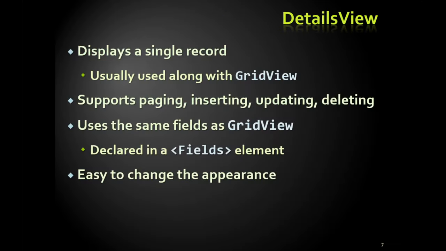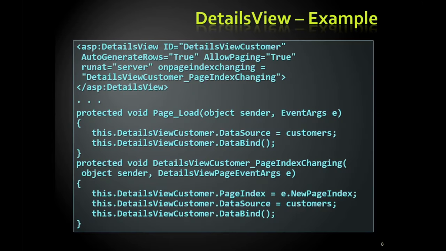Okay, fine. Then we discuss the details view. As I said, it is used to display a single record, and usually we use it along with the grid view. We also have the insert, update, delete options in that. So a single record we can update, we can delete, we can change different values. In grid view we have columns, while in details view we have fields, and it's very easy to change the appearance, as we discussed. Similarly we can use the code behind for the details view also. Again we use the data source and data bind properties.